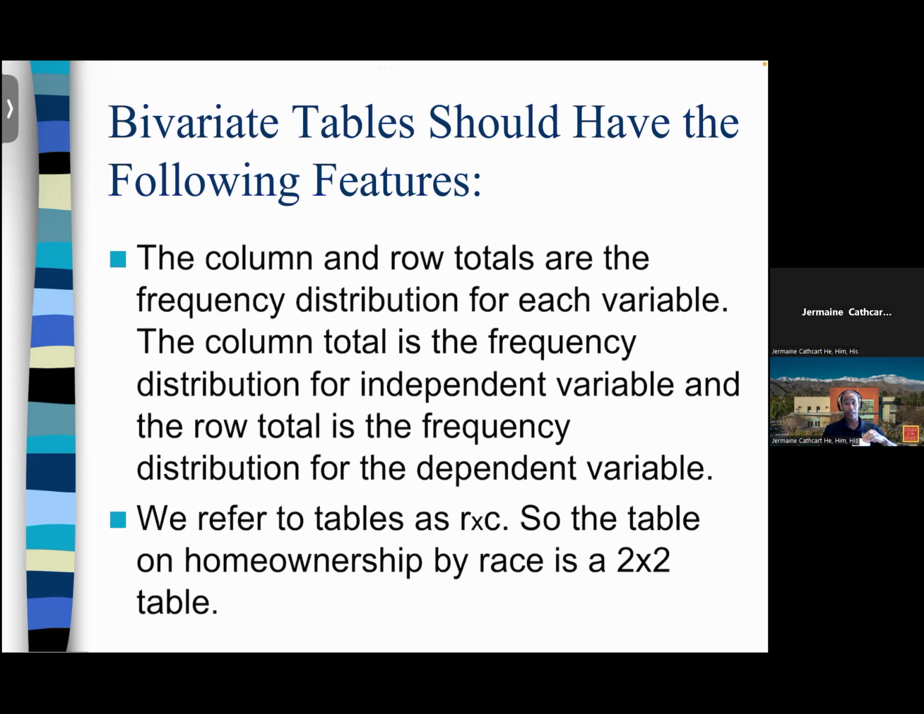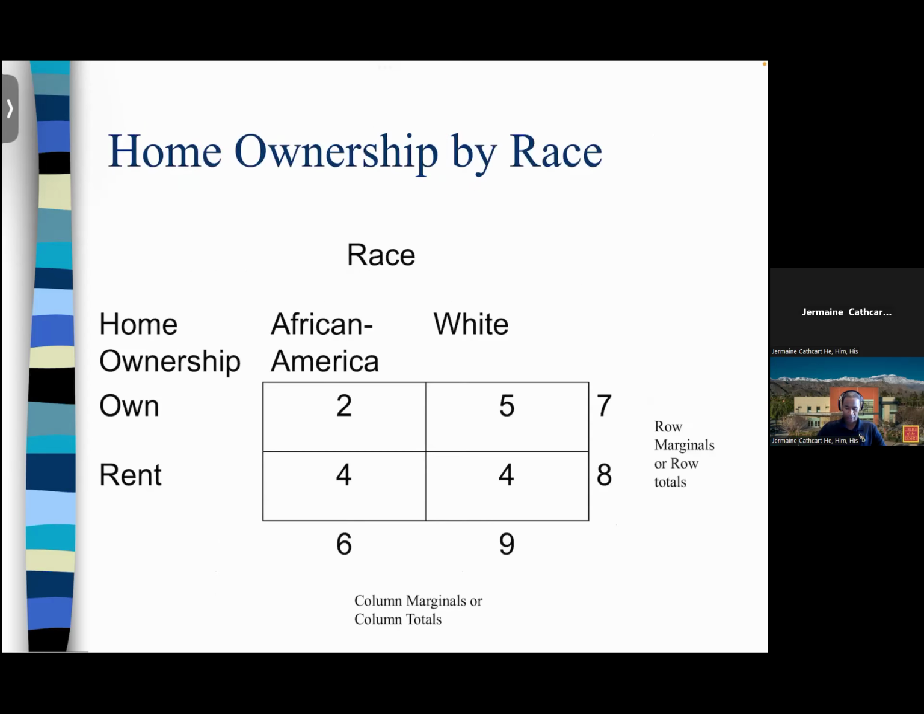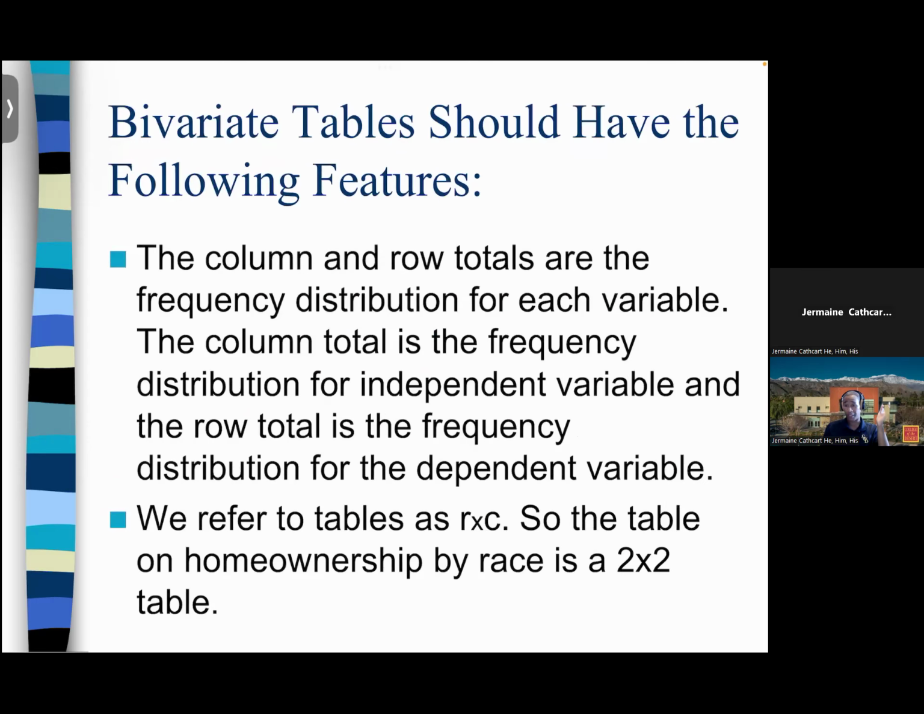Some other things that a bivariate table should have. The column and row totals are the frequency distribution for each variable. I think we talked about that already. So the column total is the frequency distribution for the independent variable, and the row total is the frequency distribution for the dependent variable. And we refer to a table as row by column. So the table on homeownership is a 2x2 table, 2 and then 2. So row by column, right?